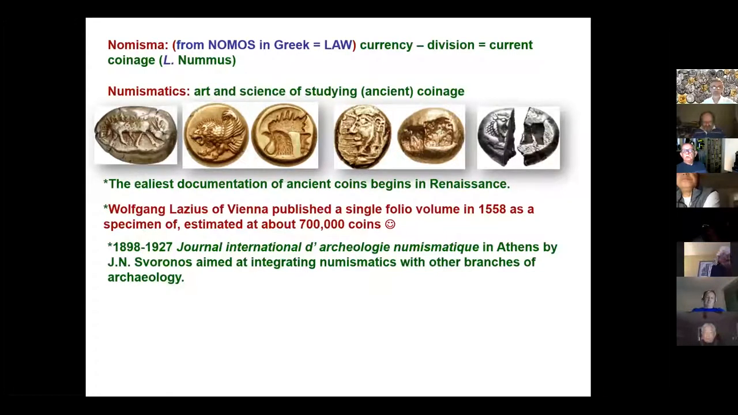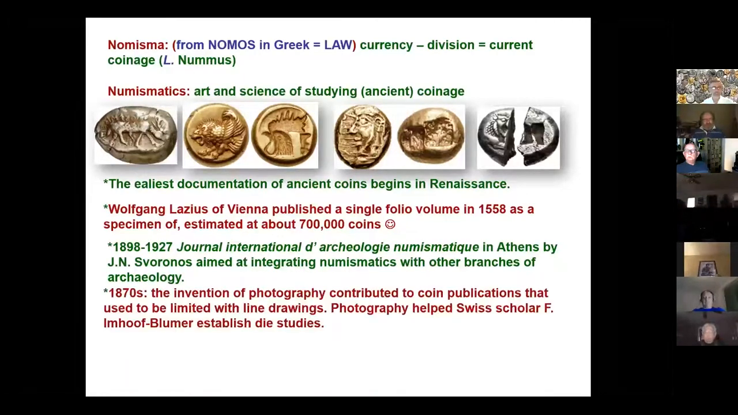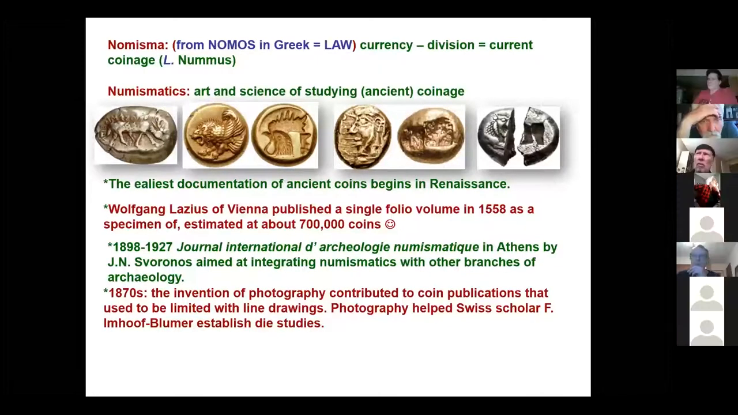1898-1927, a journal in International Archaeologie Numismatik in Athens started. It was one of the most prominent studies at that time. And during the 1870s, the invention of photography contributed to coin publications. Until that time, people used line drawings, and they did a great job. If you ever come across those line drawings, you will be amazed, and you will appreciate the art and the early numismatists put into their work.